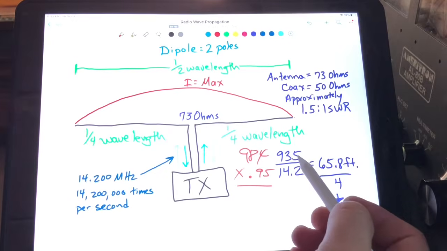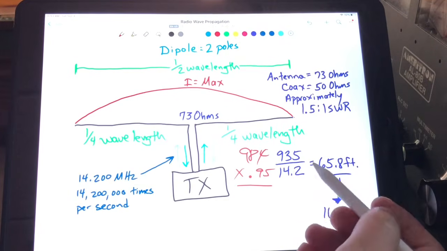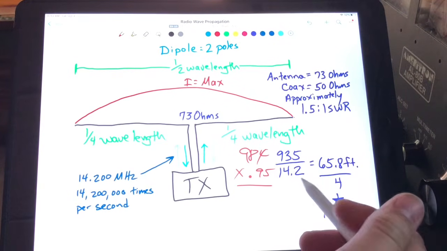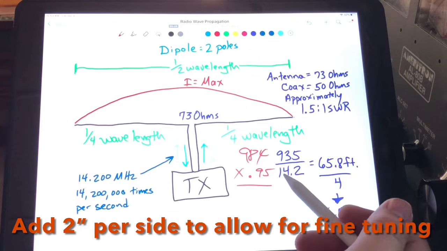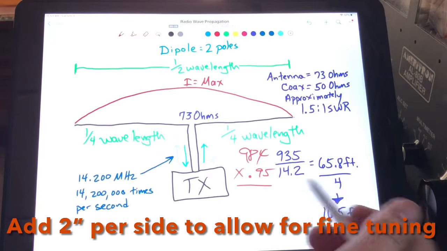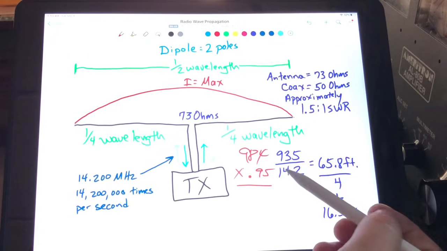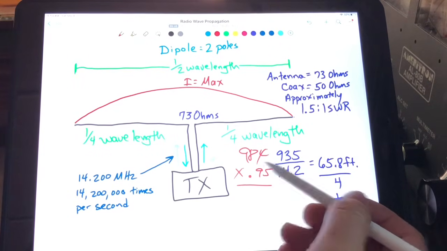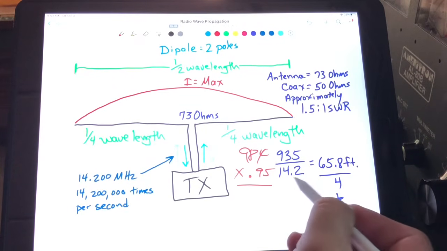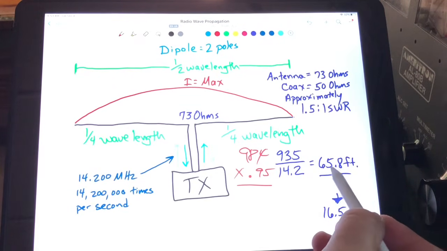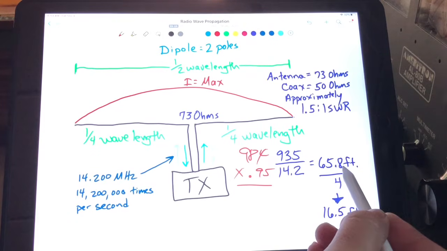If you use 935 and then give it a couple of inches of slop in there, then it's easier to trim to get it precise where you want it, like in the middle of the band, than it is to add wire. Okay, but 935 will get you pretty close, divided by the frequency in megahertz. Now, you see it says it's 65.8 feet. That's the answer to that.